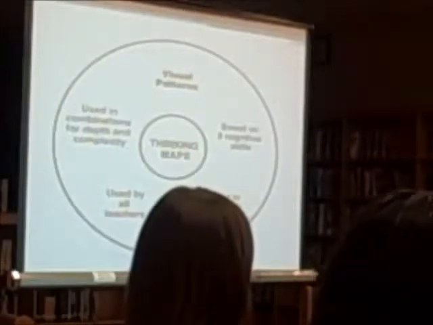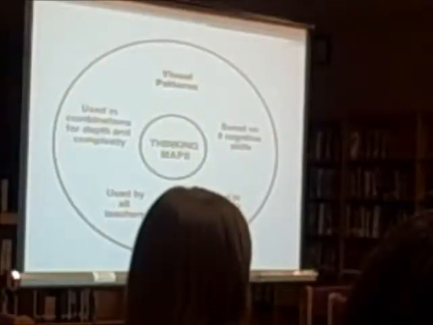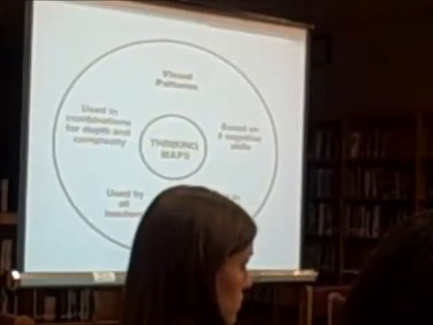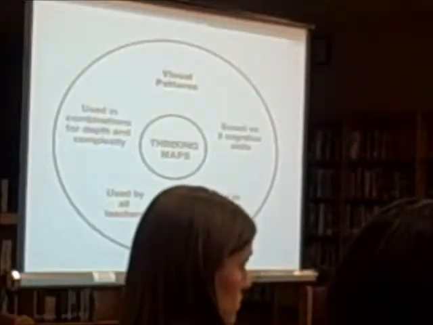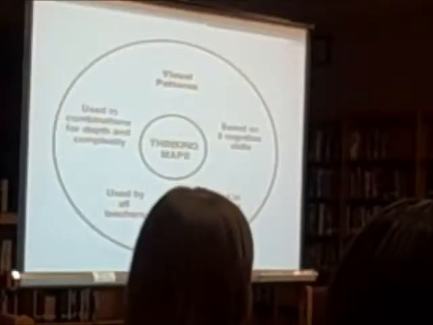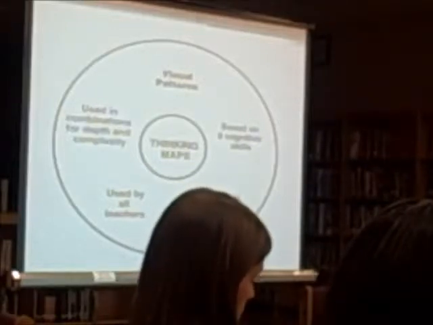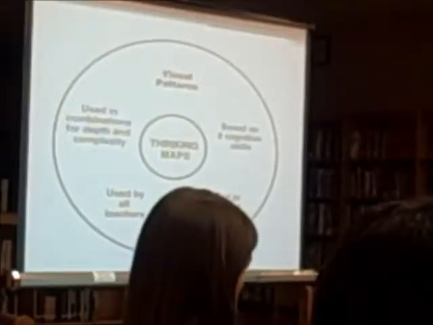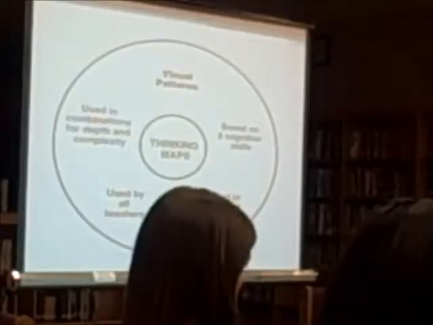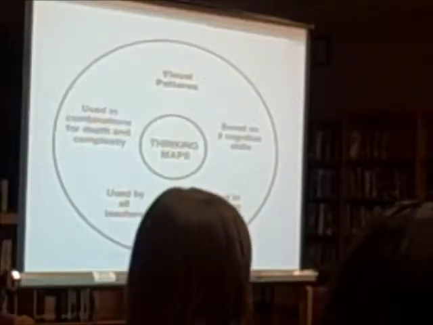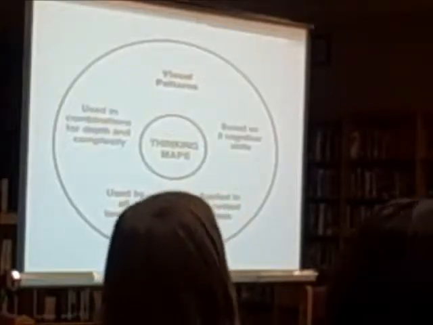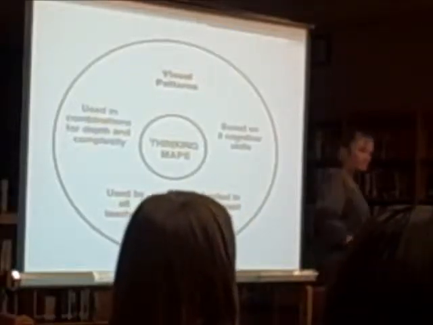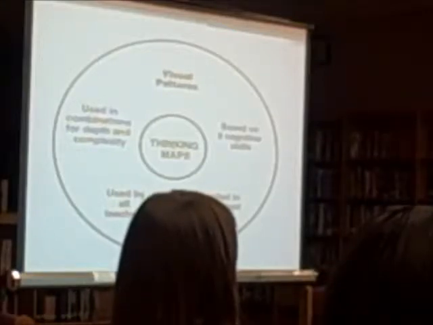Okay, so this is basically what thinking maps are all about. Like we said, they are based on visual patterns, which we'll look at in a minute. They're based on 8 cognitive skills like defining, describing, comparing and contrasting, showing relationships. The nice thing about thinking maps is that they can be applied in all content areas, even in math. And math people, I have a nice little thing for you that I'll give to you in a little bit. They can be used by all teachers, and then eventually they can be used in combination, and you can go really deep and complex, but we're not going to worry about that today.